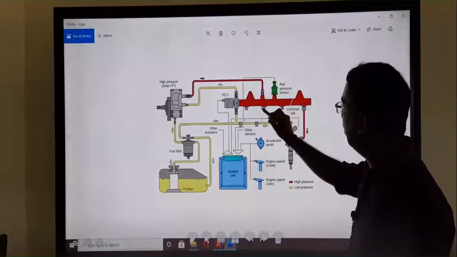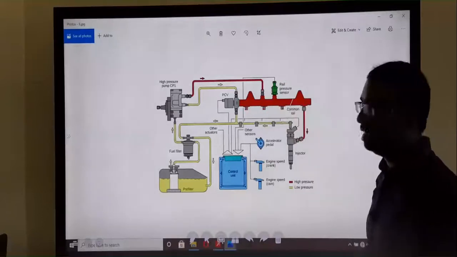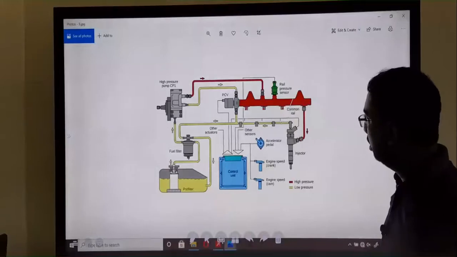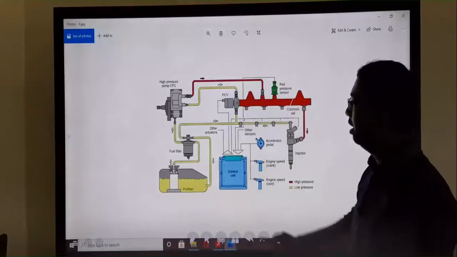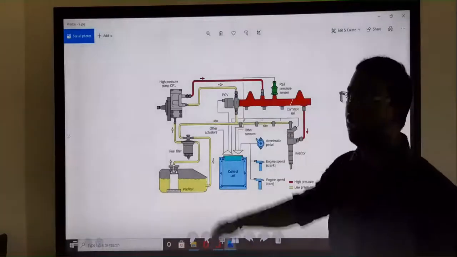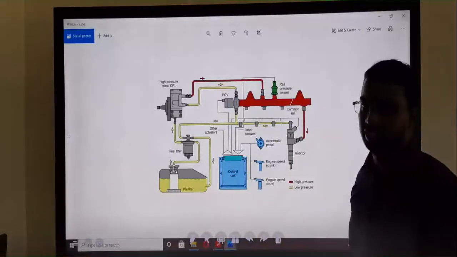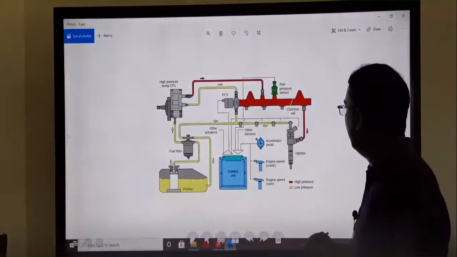This is the supply line for the other injectors. So in this type of model we don't need the accumulator, because here we maintain the high pressure with the high pressure pump. So these lines are always pressurized. The yellow line is the return line.